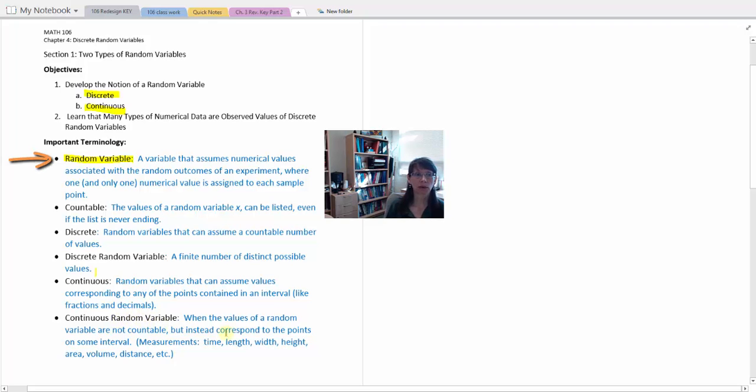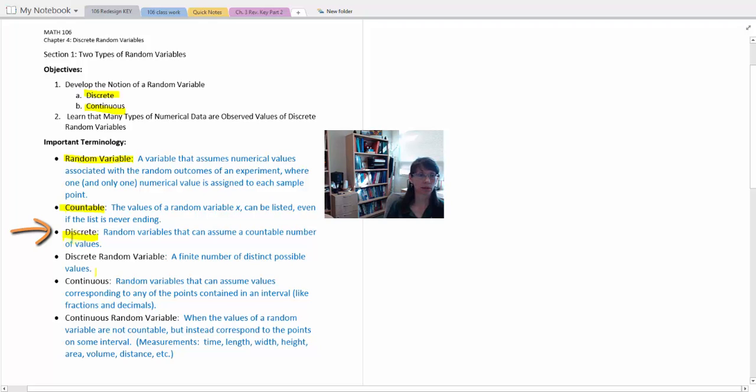The random variable is a variable that assumes numerical values associated with the random outcomes of an experiment, where one and only one numerical value is assigned to each sample point. The next term is countable. To be countable, the values of a random variable x can be listed even if the list is never ending.